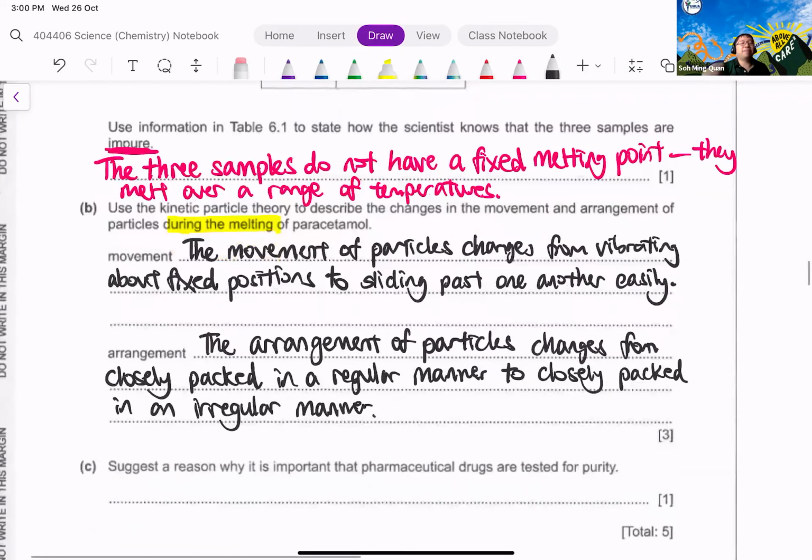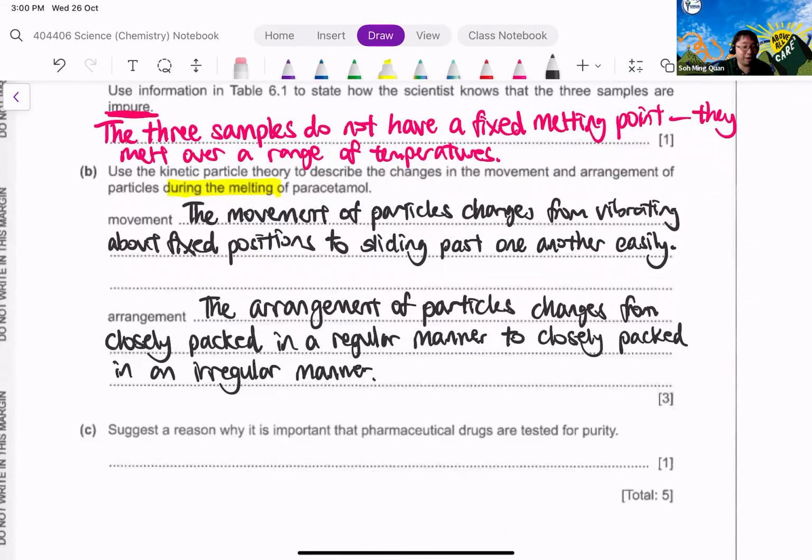All right, finally, part C. Now, part C is a common sense question. Having said that, not so common sense nowadays, right? Why is it so important for medicine, for drugs, to be tested for purity? Why is it so important to do all these tests in the first place? Why must your medicine be pure?